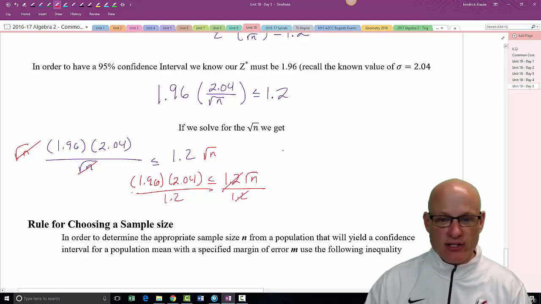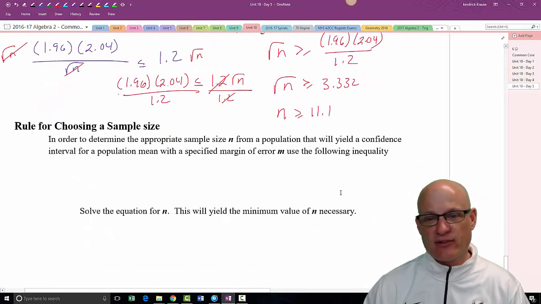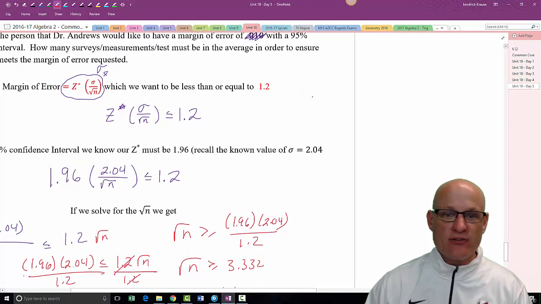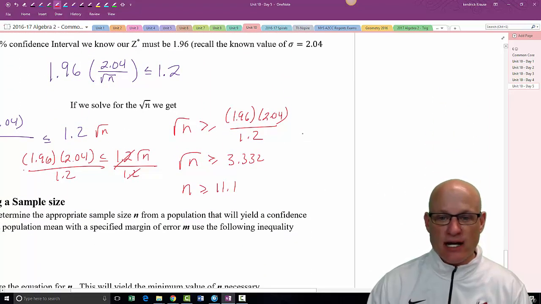So what I get now is the square root of n has to be greater than or equal to 1.96 times 2.04 all over 1.2. In this case, the square root of n has to be greater than or equal to, and what do I get here, 3.332. If I square both sides, I get n has to be greater than or equal to 11.1. So be careful with the way you answer this. N has to be bigger than 11.1. So in order to get a margin of error that is 1.2, I need to make sure that I use an n value of 12. Because if I used 11, it wouldn't quite be big enough.